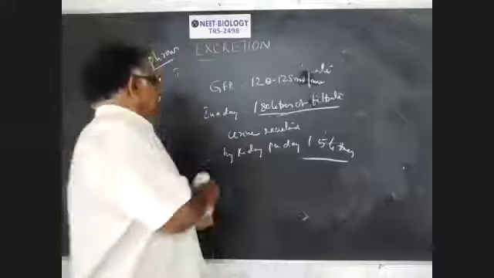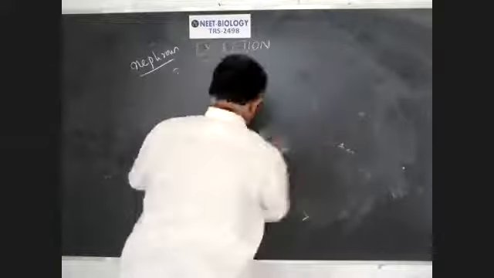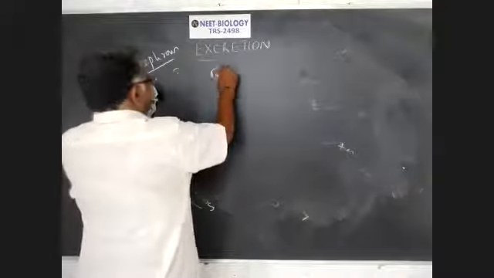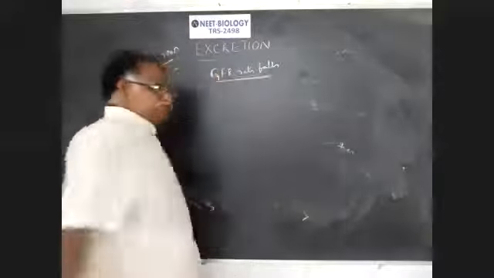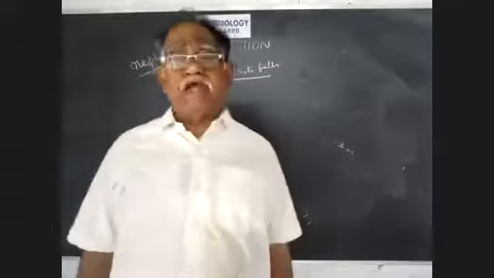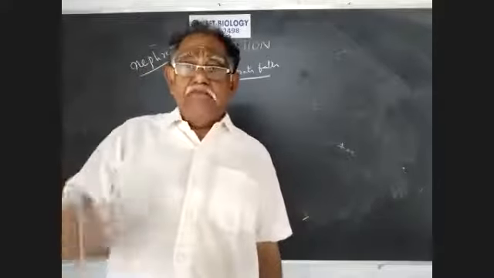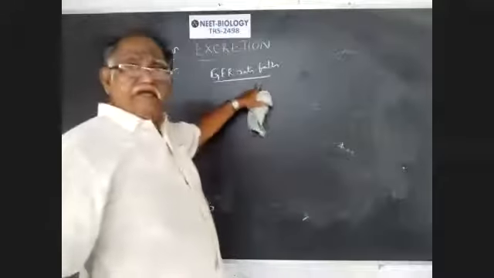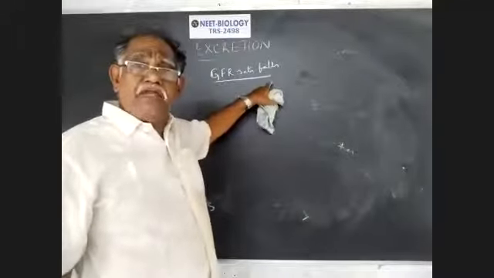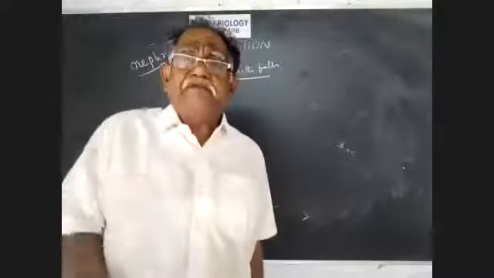Next one. If GFR falls, what happens? You see, automatically the kidneys have an inbuilt mechanism to rectify any abnormality in the functioning of the kidneys. So kidneys themselves rectify the mistake.